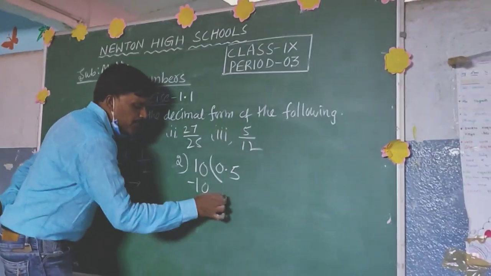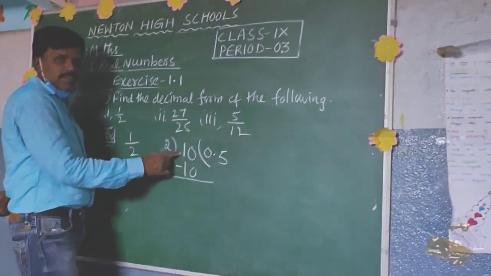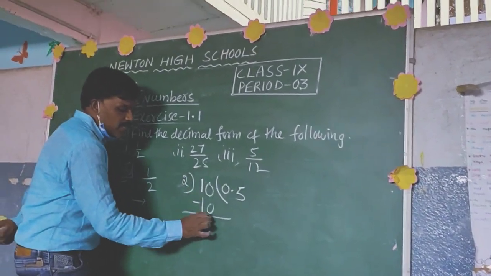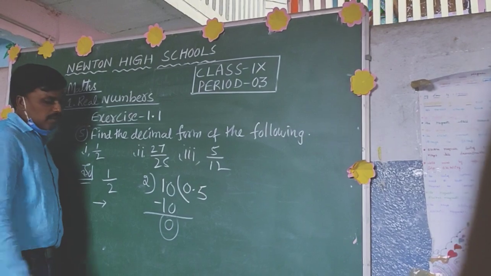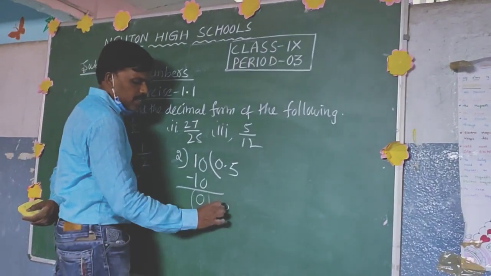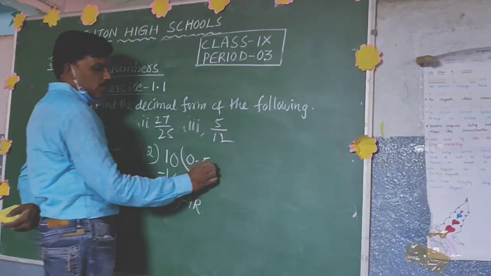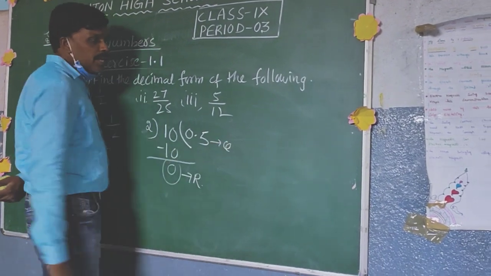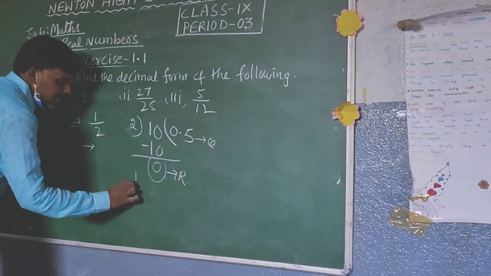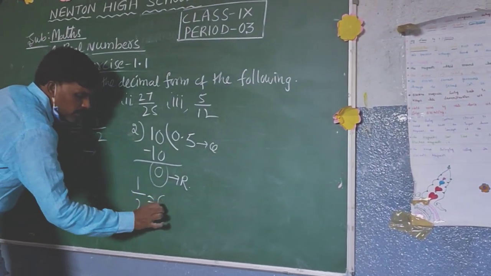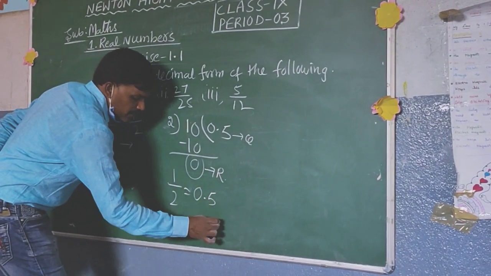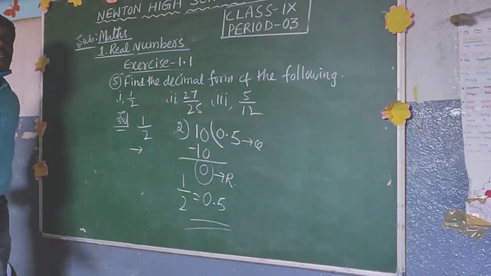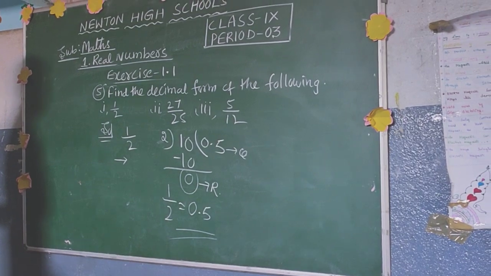After that, what we have to do? We have to subtract this value from the given value. 10 minus 10 is equal to 0. Okay. What you got the remainder here? 0. What is the quotient? 0.5. Then what is the decimal form of 1 by 2? That is 0.5. This is called decimal form of the given rational number.